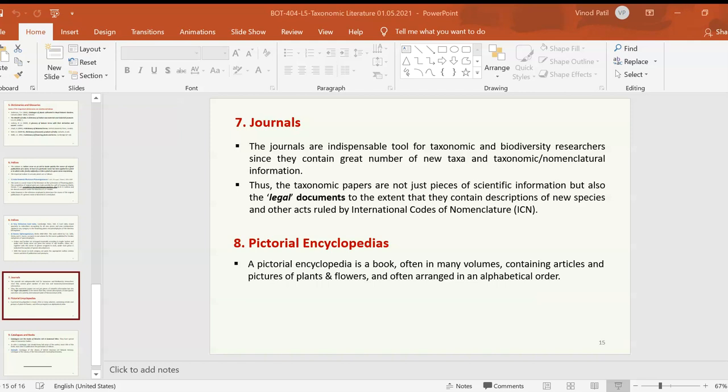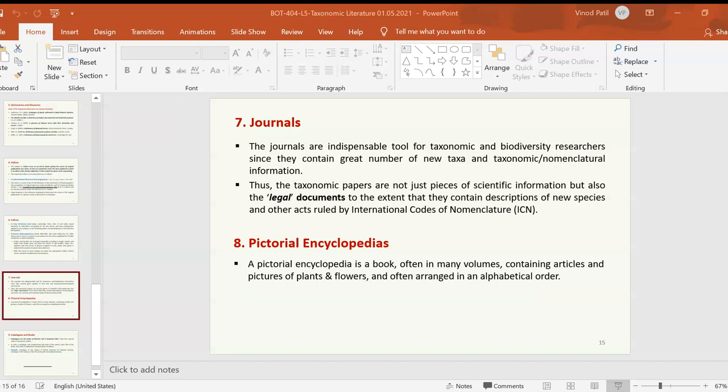So the journals are meant for the circulation or the publication of the newly discovered plants or the species or a taxon. Thus the taxonomic papers are not just pieces of scientific information, dear students, but also legal documents to the extent that they contain description of new species and other acts ruled by the International Code of Nomenclature. So all these things are followed while publishing the article or the information. So the journals are the indispensable tools.